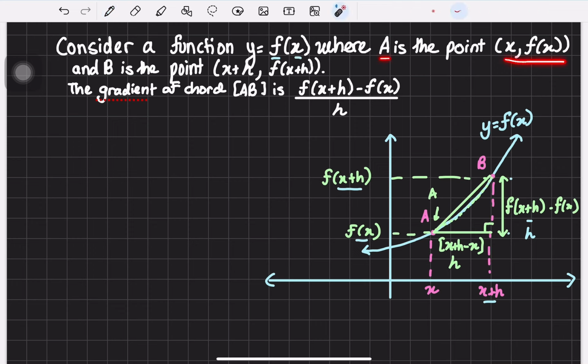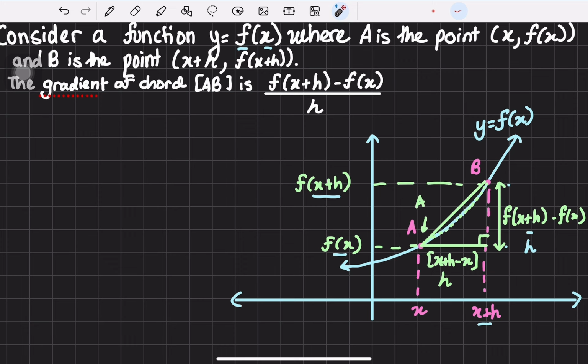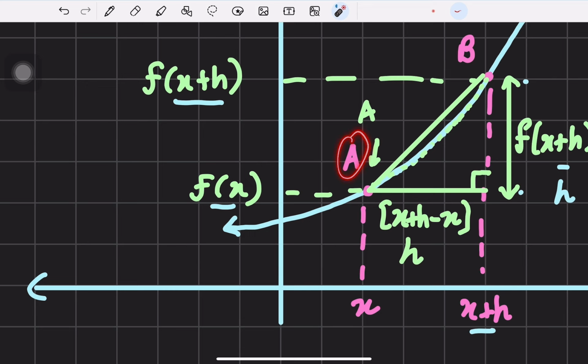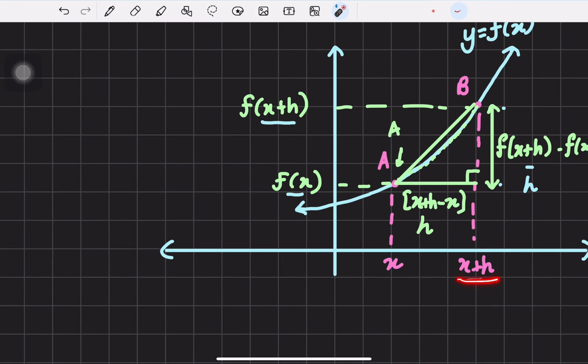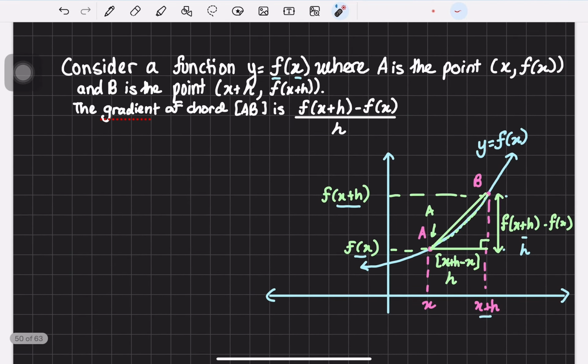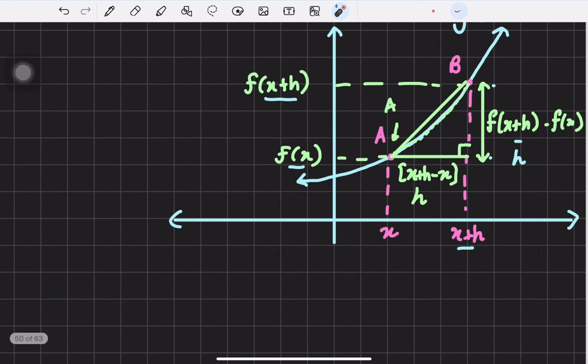point x, f of x, and b is a point x plus h, f of x plus h. So they're telling us to consider a function y equals f of x, this curve right here, where a is the point x, f of x, and b is the point x plus h, f of x plus h. Okay, and they're saying the gradient of chord AB. We're going to get into that later.